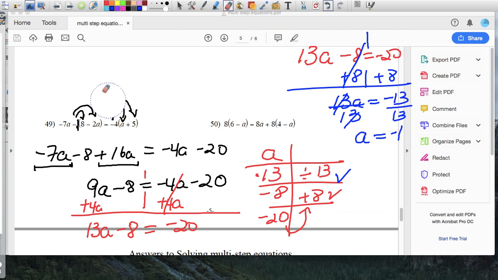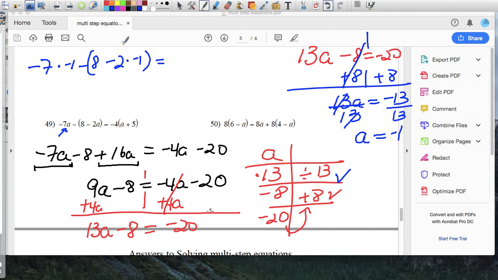I'm going to check. To check, remember what you're doing. You're replacing the variable with the value you just found. So I get negative 7 times negative 1, which is this, minus 8 minus 2 times negative 1 equals negative 4, and inside the parentheses, negative 1 plus 5. So here I have a negative times a negative, negative 7 times negative 1, which is positive 7. Minus, let's leave that minus here, and let's do the parentheses.